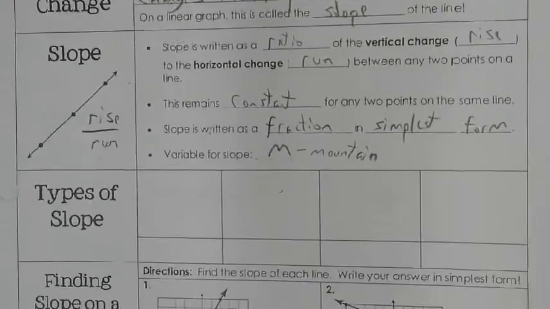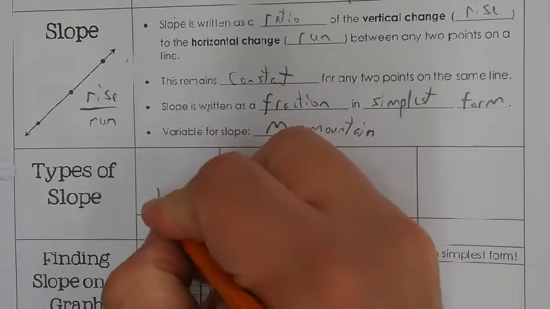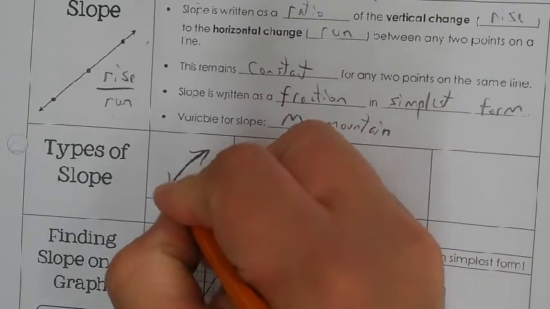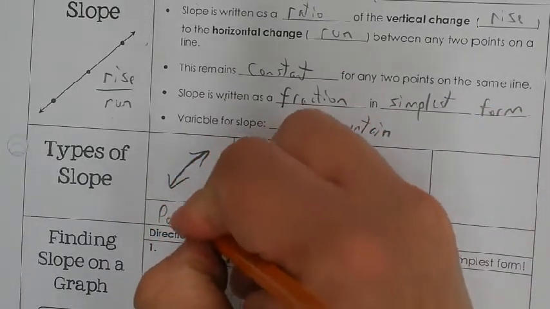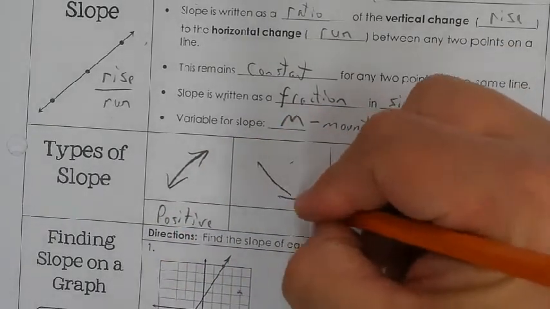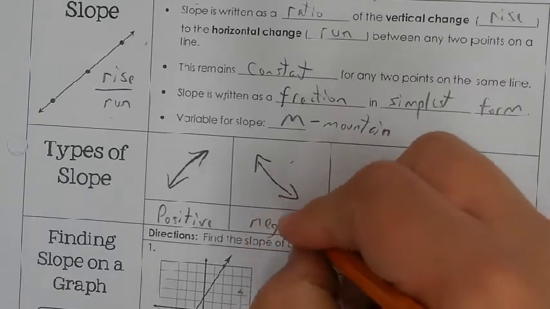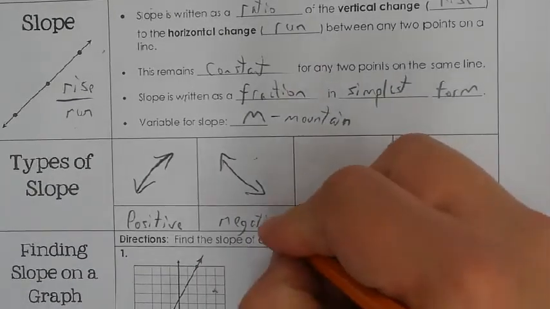All right, so we have 4 different types of slope. We have this type of slope. If it's slanted up, what type of slope is that? Positive. Then we have a slope that's slanted down. What would that be? Negative. I know those aren't the most beautiful lines, but you can still tell they're going down and up.